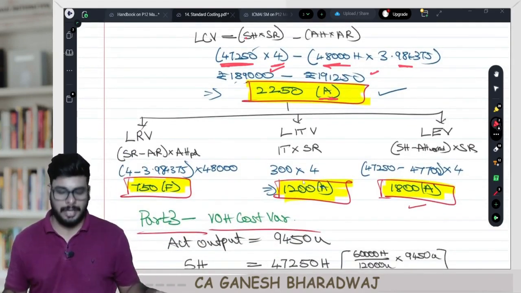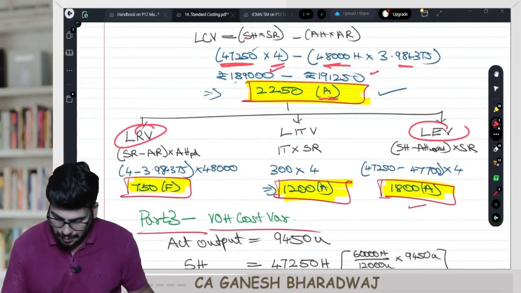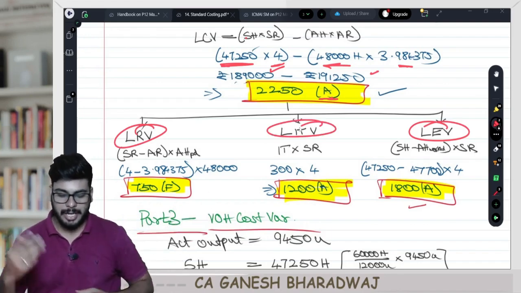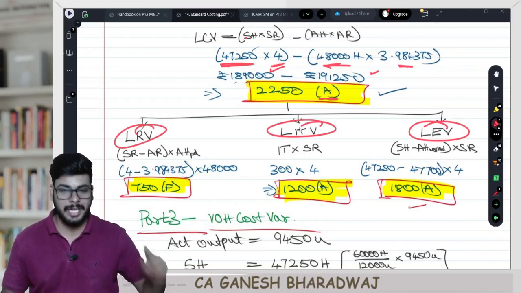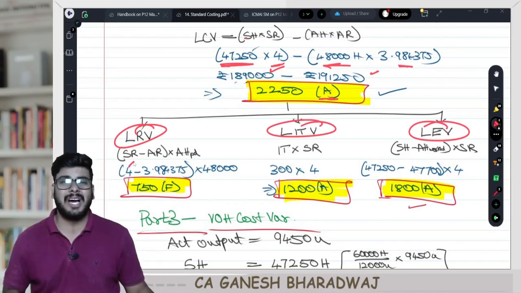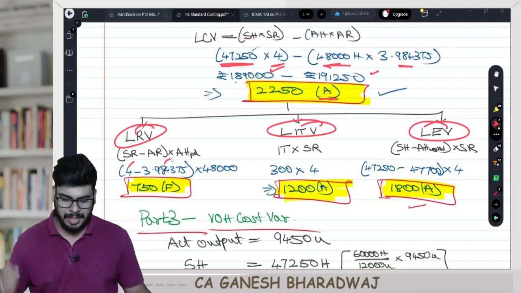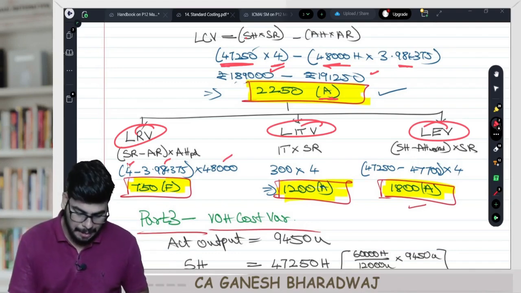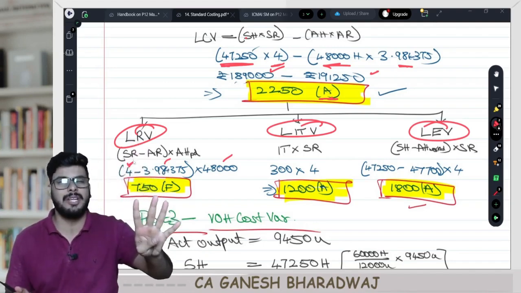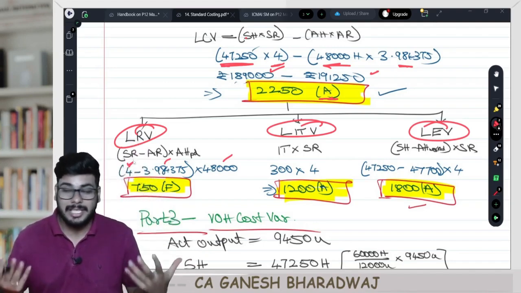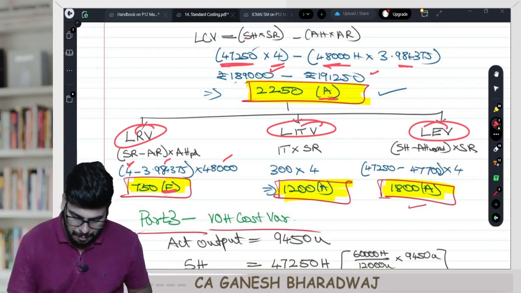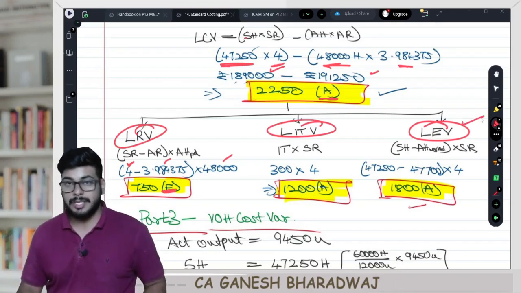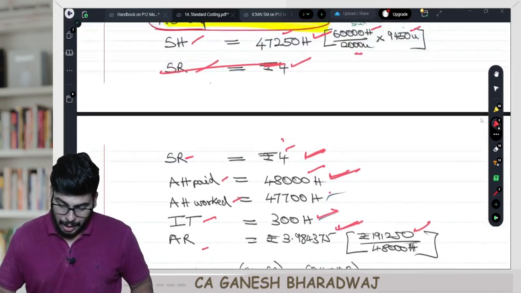Now this gets bifurcated into 3: labor rate variance, efficiency variance, and idle time variance. Rate variance is standard rate minus actual rate into actual hours paid. I should have paid 4 rupees, but every hour I've actually paid 3.98 something, for 48,000 hours. So you should have paid 4, you have only paid 3.98 something, which means you've clearly saved some cost for the company. That's a favorable variance. The calculation is this. Clear with the 750 favorable. Efficiency variance, you were allowed to take how many hours?